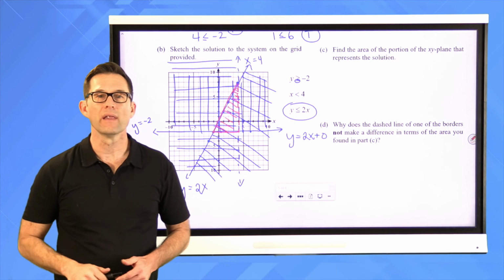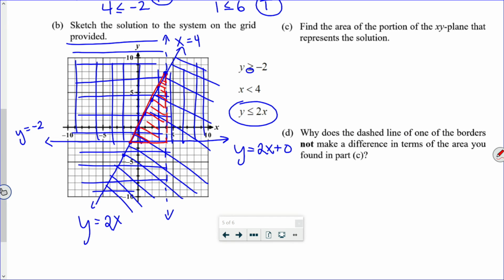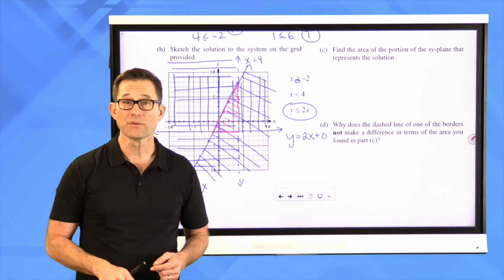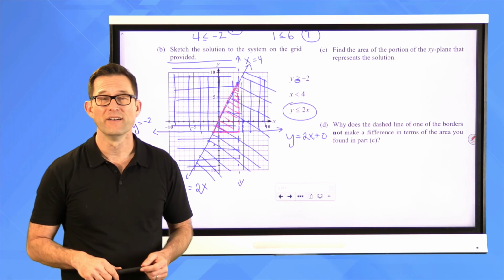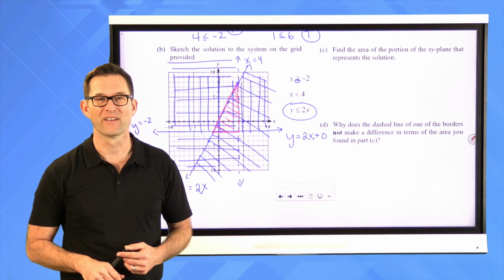Let's take a look at letter C. Find the area of the portion of the xy plane that represents the solution. So in other words, find the area of that triangle. Pause the video now, see if you can remember how to find the area of a triangle.